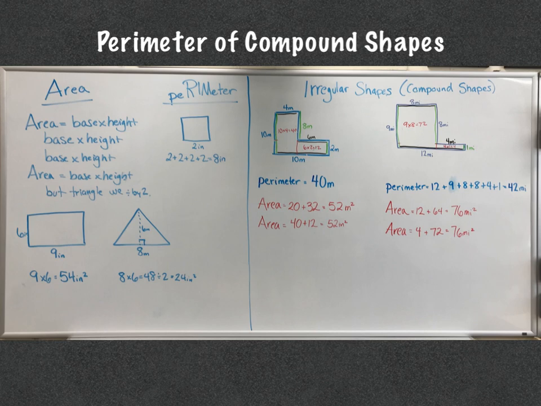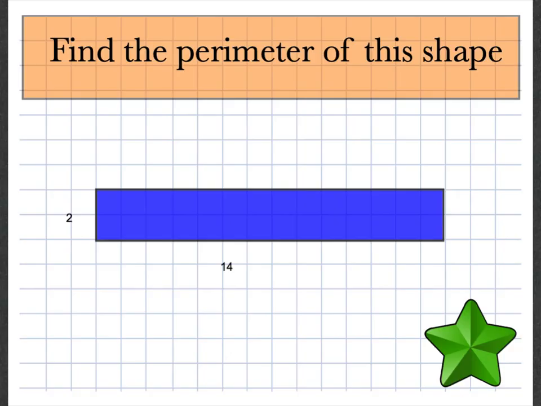We are going to talk about perimeter today. So perimeter, remember, we're talking about the rim or the outside of a shape. So we're going to use addition. We'll come back to these notes in just a little bit, but we'll practice this.